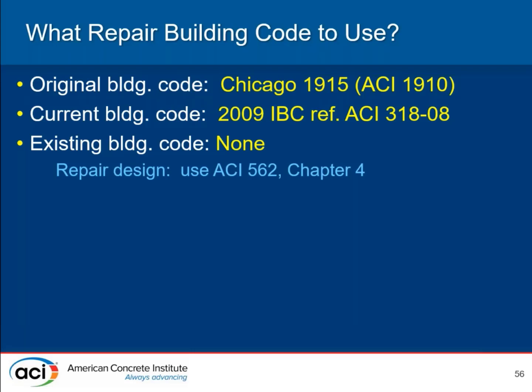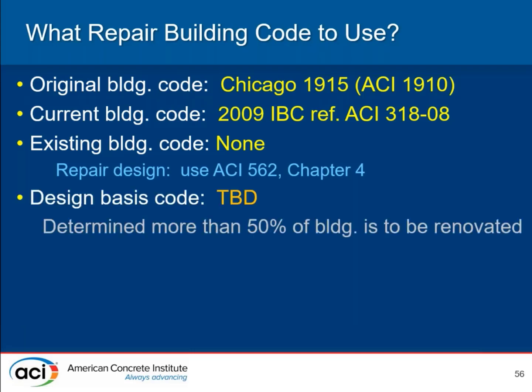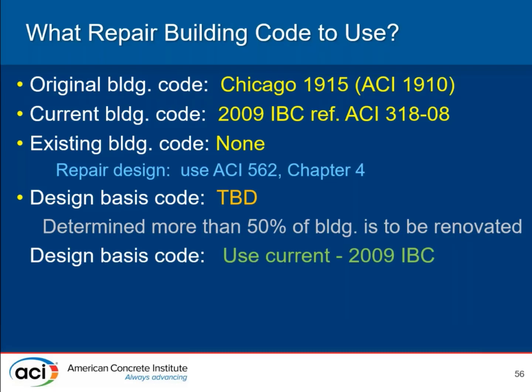The work classification was considered a level. So yes, because there's no existing building code, we're going to use Chapter 4 of ACI 562 as the repair code. The design basis code, it's determined that more than 50% of the aggregate building was planned for major renovations. And so the design basis code is the 2009 International Building Code.